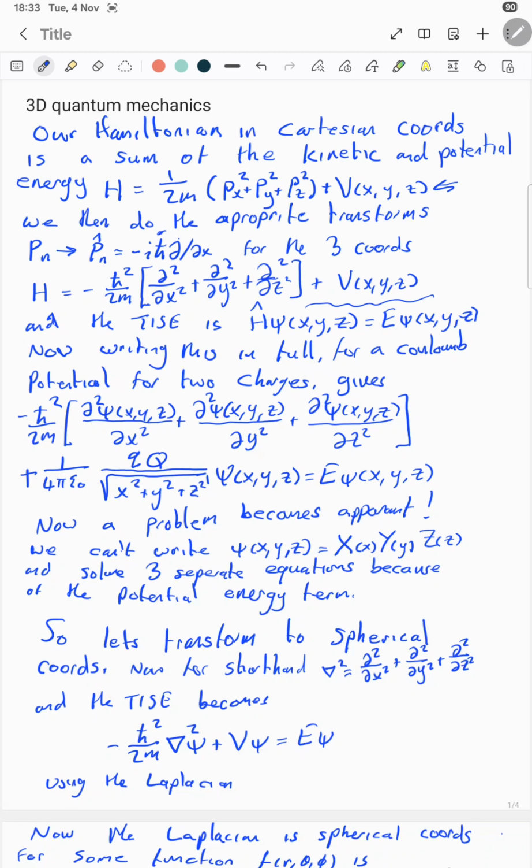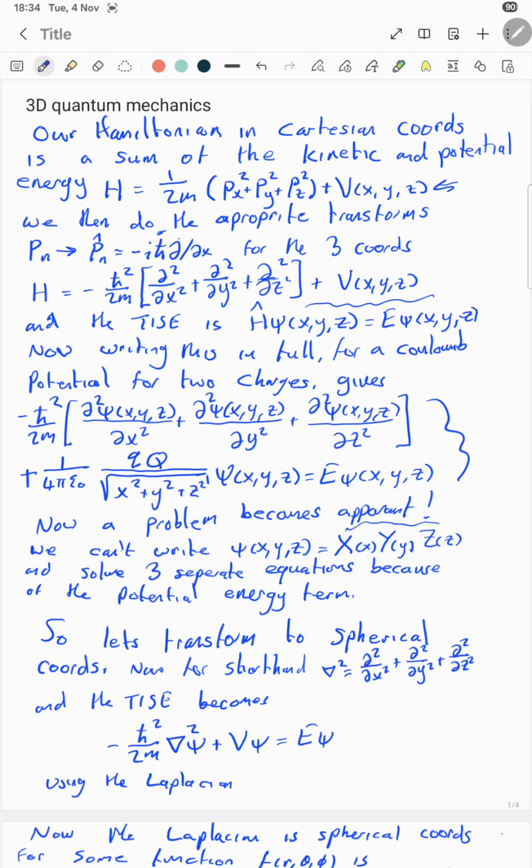If you write this out in full, for the Coulomb potential between two charges, it gives this here. And now the problem. This becomes a big problem, because although this simplifies the kinetic energy terms in x, y, z, which is abundantly clear to see, it's the potential energy terms between the two charges. They are given over the square root of x squared plus y squared plus z squared, and we're not going to be able to write it in a form of separate variables x, y, z.